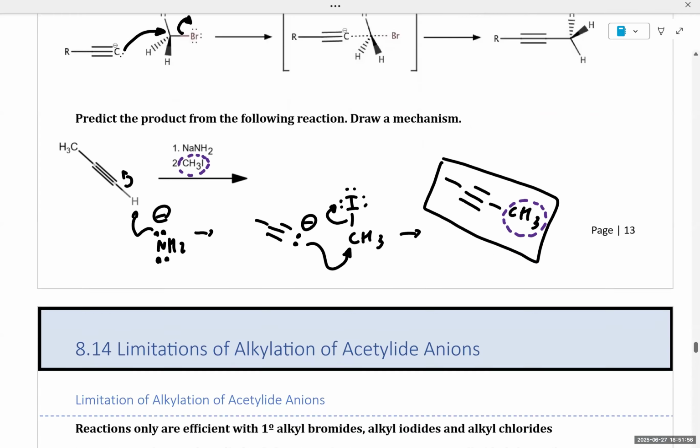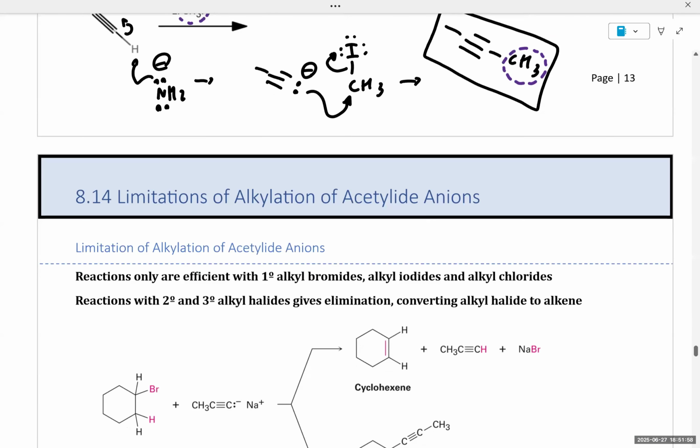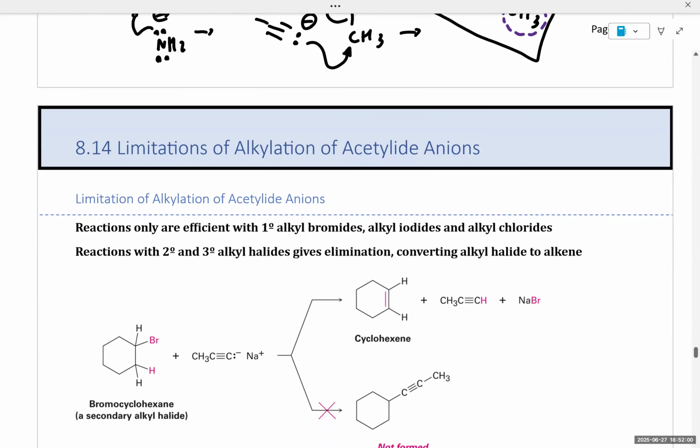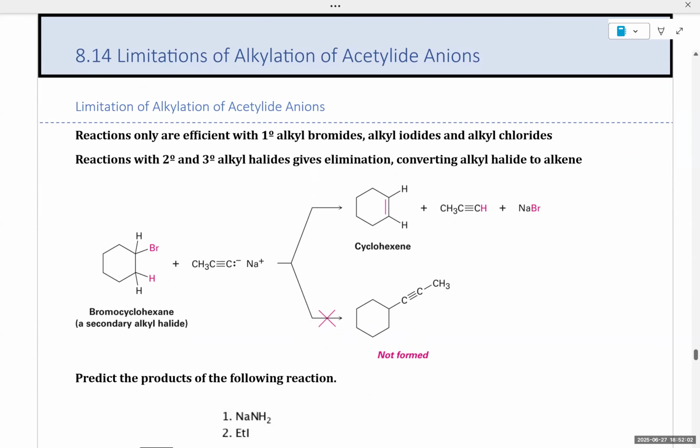Wonderful. Now, before you get ahead of yourself, the reaction of acetylide anions does have some very important limitations. These reactions are only efficient with primary alkyl bromides, iodides, and chlorides. Reactions with secondary alkyl halides give elimination, converting the alkyl halide to an alkene.